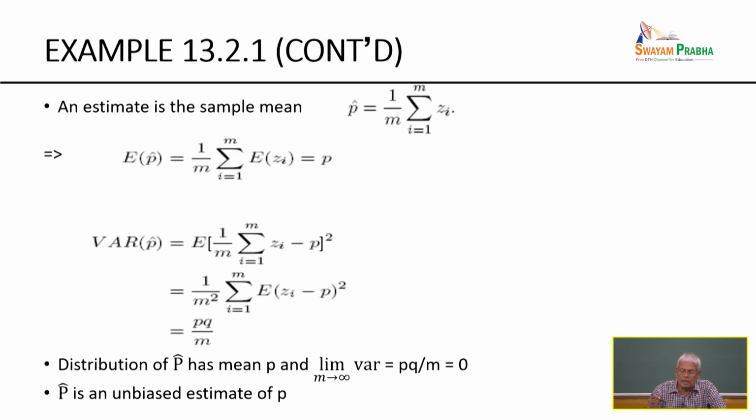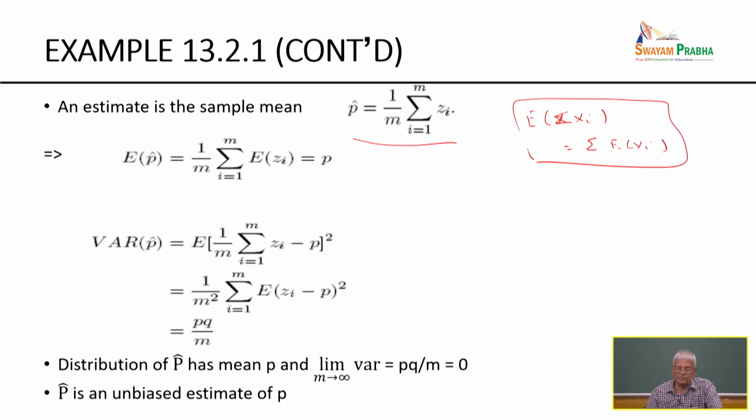So an estimator is the sample mean. A good estimate is a sample mean. What is the sample mean? P hat is equal to 1 over m times the sum of Zi, i equal to 1 to m. So the expected value of P hat, I'm using a probability rule: expected value of the sum is the sum of the expectations. So E of summation of xi is equal to summation of E of xi. That's the rule I'm using.